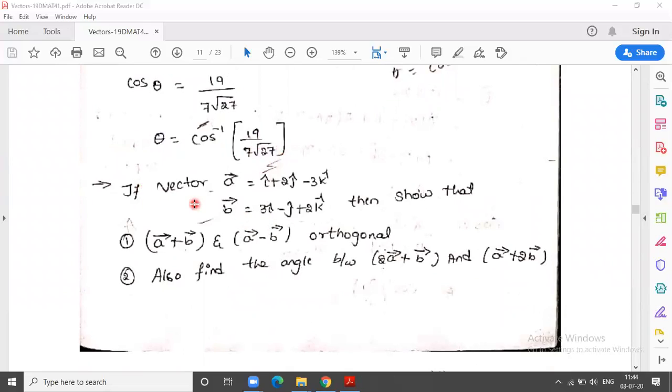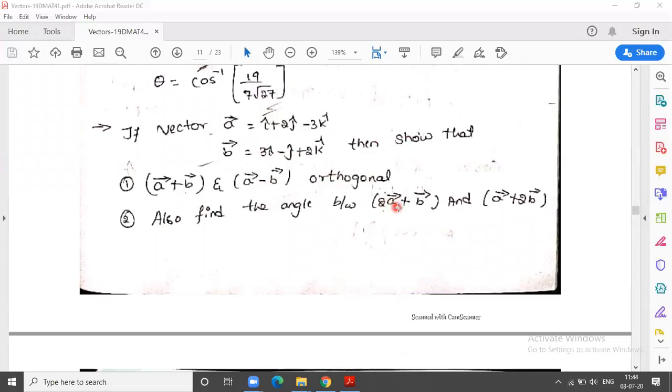So the next problem is, if vector A equals i plus 2j minus 3k and B equals 3i minus j plus 2k, then you have to show that vector A plus vector B and vector A minus vector B are orthogonal. Also find the angle between 2 times vector A plus vector B and vector A plus 2 times vector B.